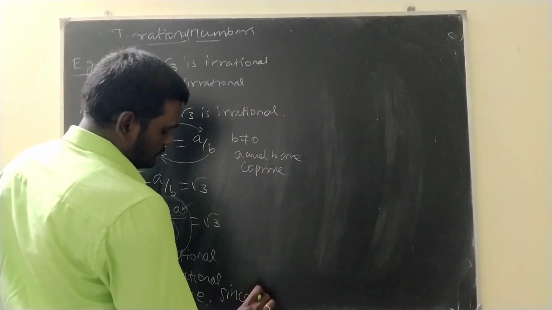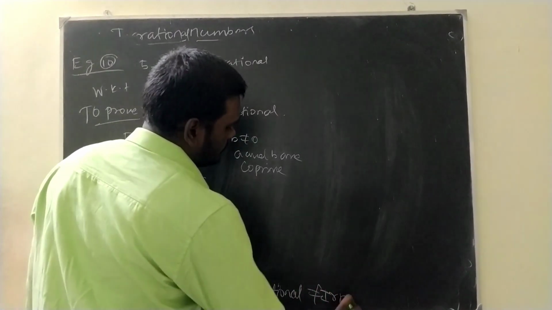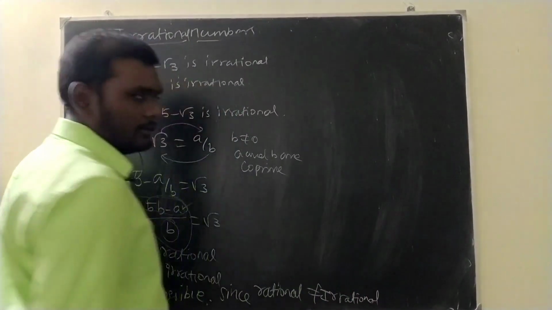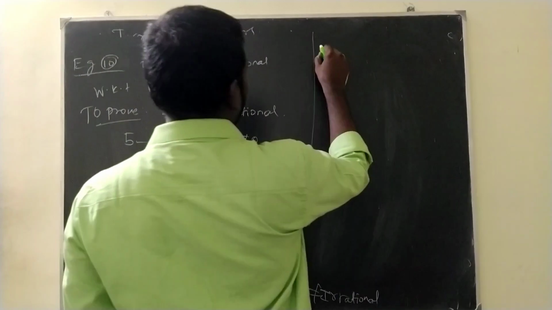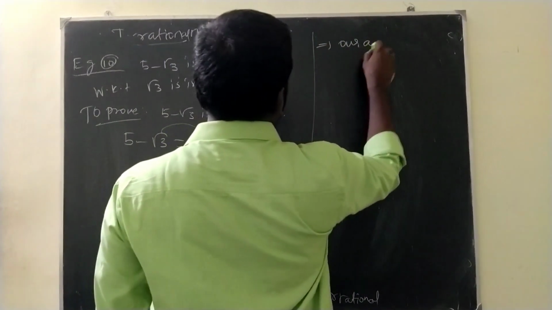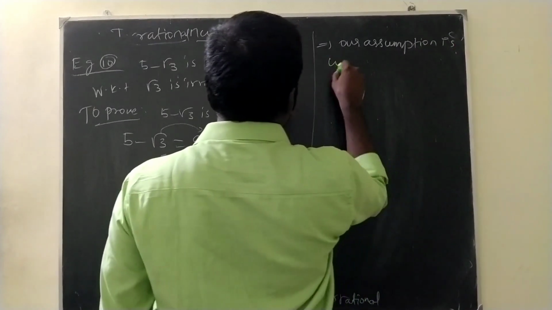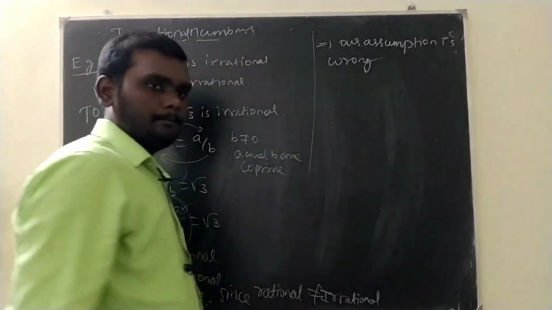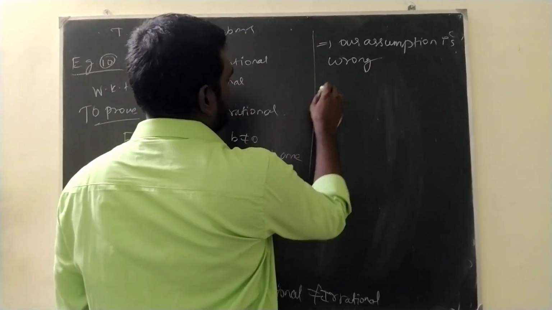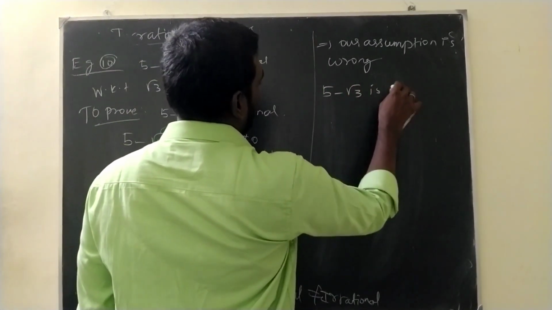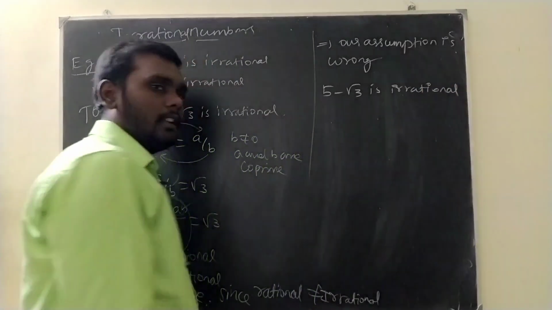Since a rational is not equal to an irrational, why did this happen? Therefore, our assumption is wrong, which contradicts our assumption, which implies 5 minus root 3 is irrational. That is it.